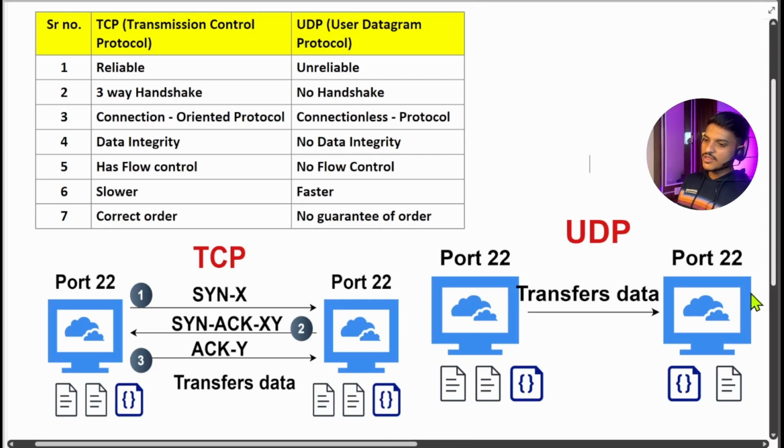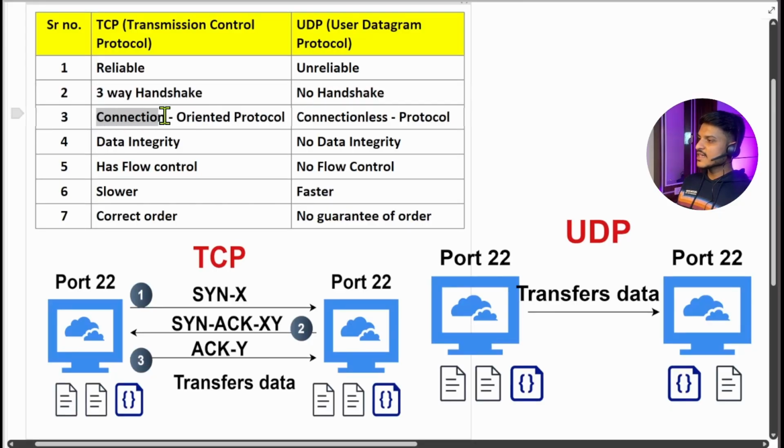Two systems are accessible on port 22 and they both want to communicate on port 22 only. It will directly transfer the data from computer A to computer B regardless of any acknowledgement in between. So this way there is a three-way handshake in TCP and there is no handshake in UDP.